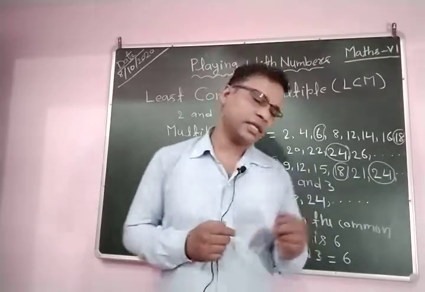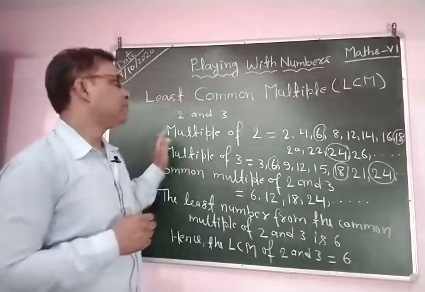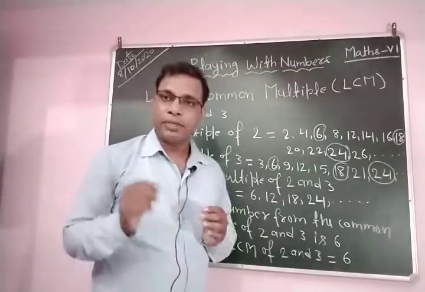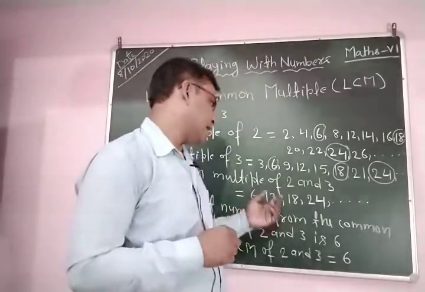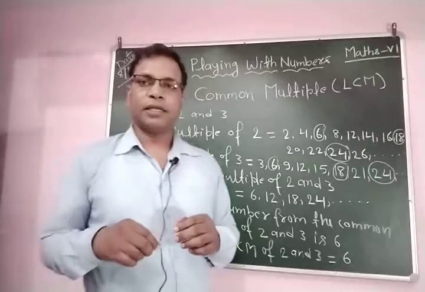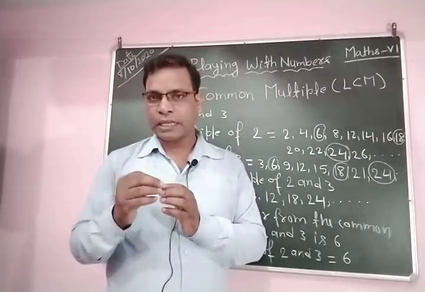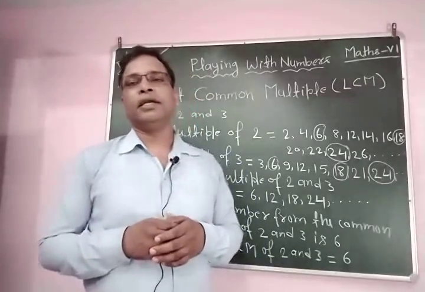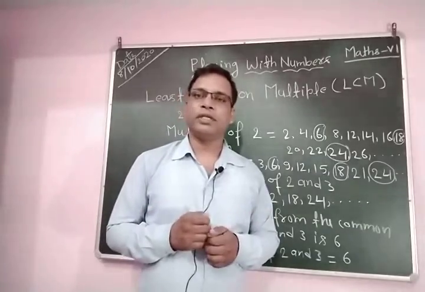So I hope all of you understood LCM. You can take 3 numbers like 2, 3, 4. First we find the multiples of 2, the multiples of 3, and the multiples of 4. After this we find the common multiples of 2, 3 and 4, and then we check which number is the least of the common multiples. That least number is the LCM of 2, 3 and 4.